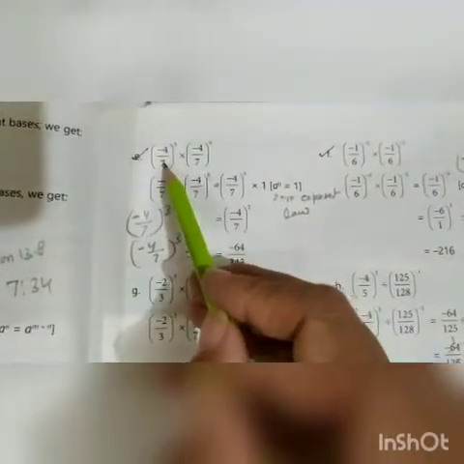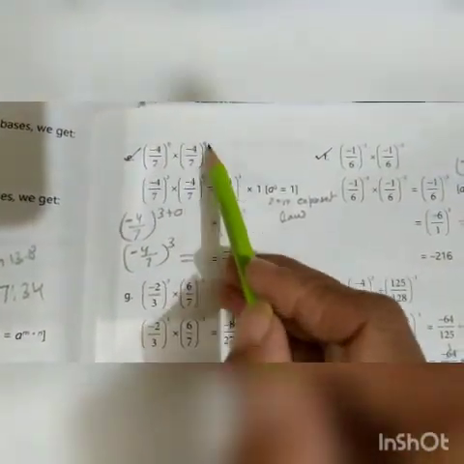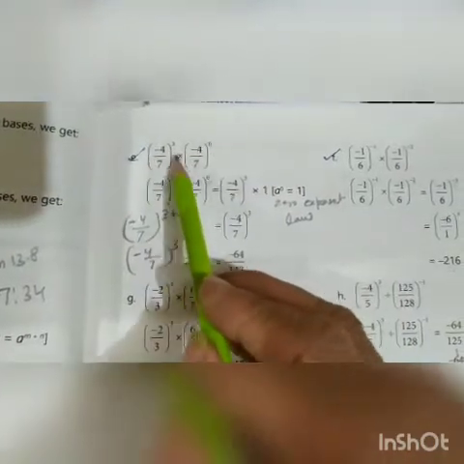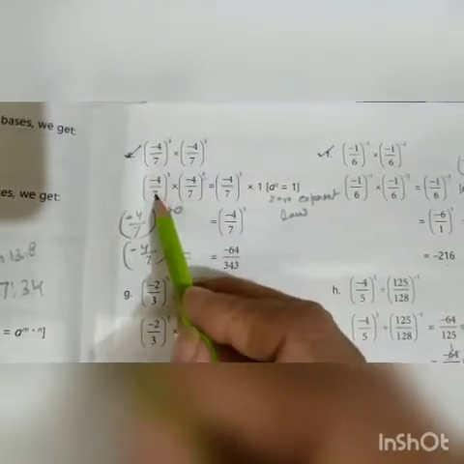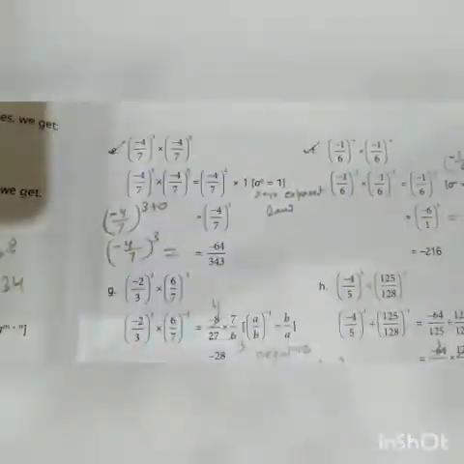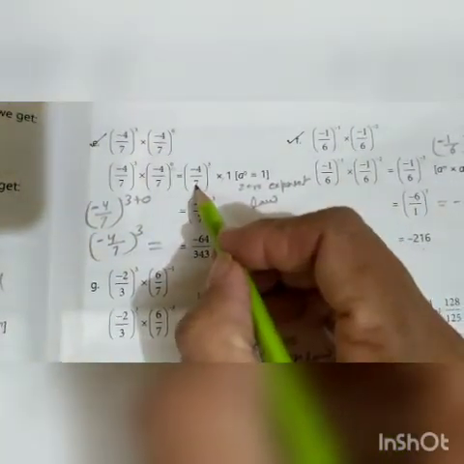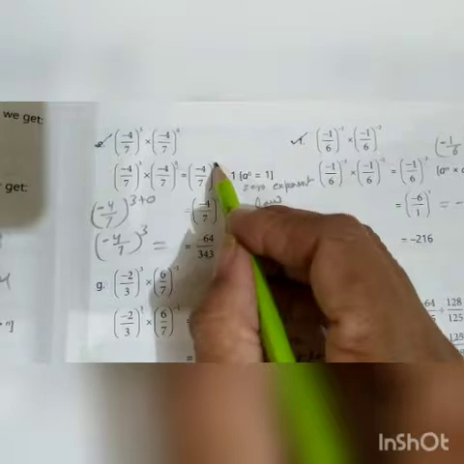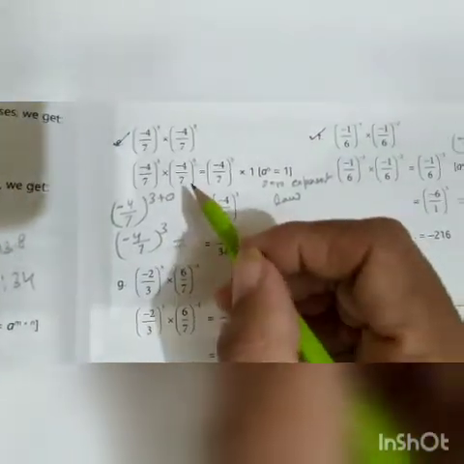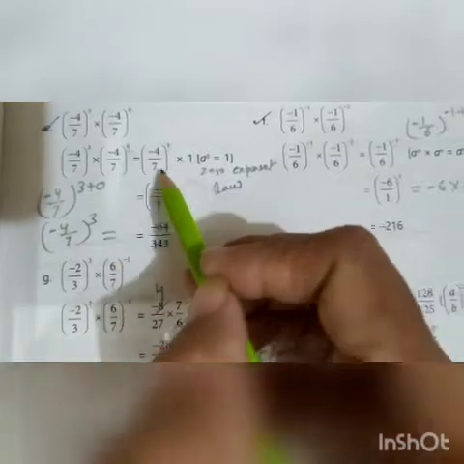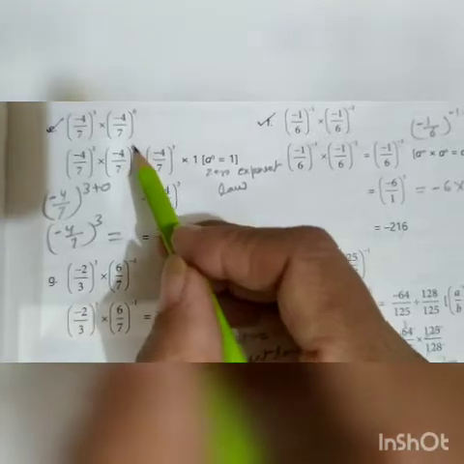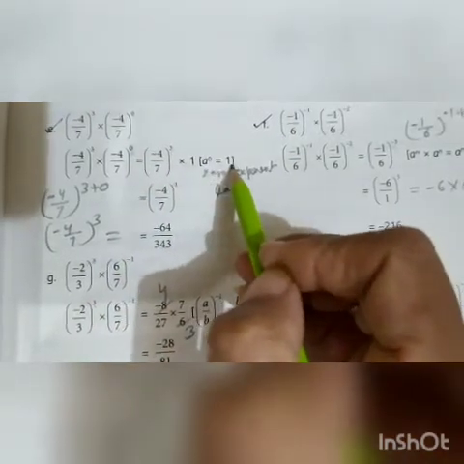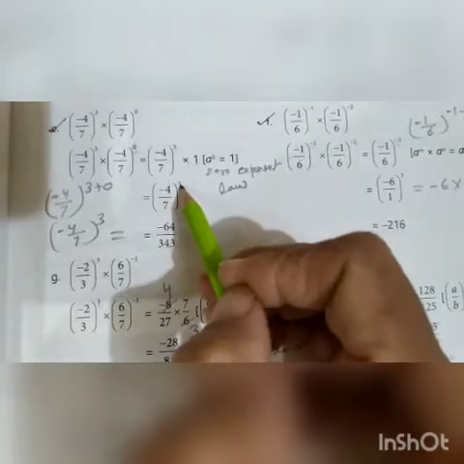Now next, the E part. Minus 4 upon 7 whole power 3 into minus 4 upon 7 power 0. Here both the bases are the same and we have to multiply these two numbers. So the powers will be added. Or we can use here the fourth law, according to which if the power is 0 then the value will be 1. So minus 4 upon 7 power 0 means 1. A power 0 is equal to 1. It will be minus 4 upon 7 power 3.